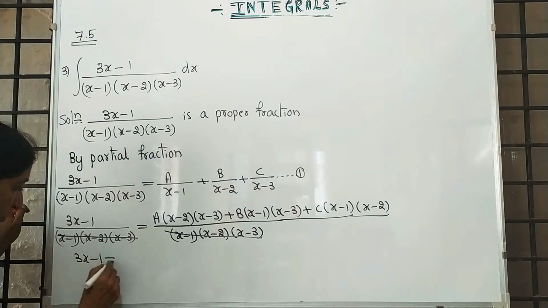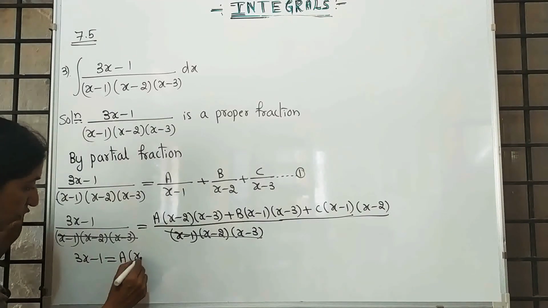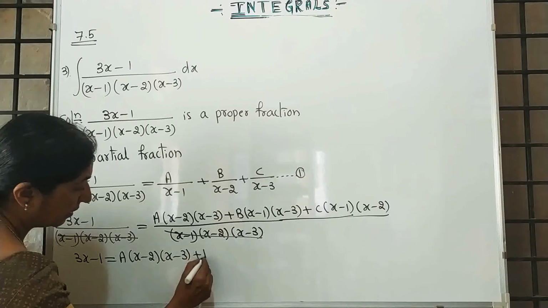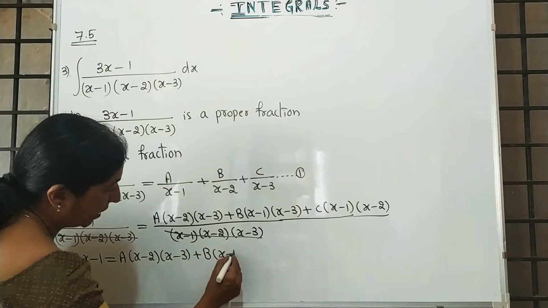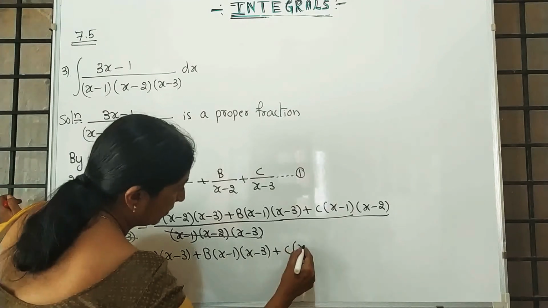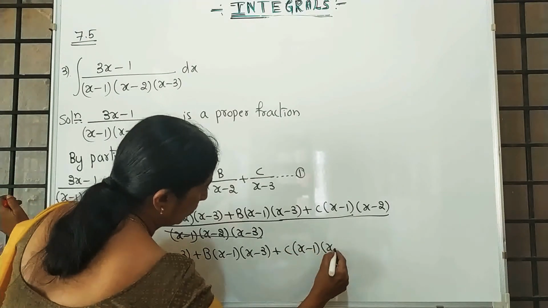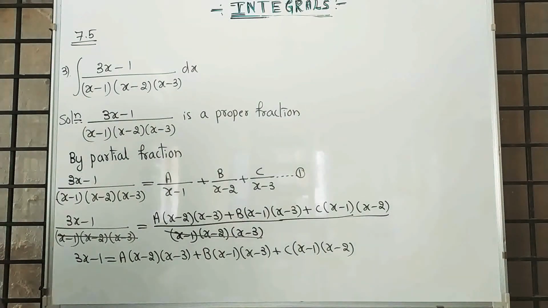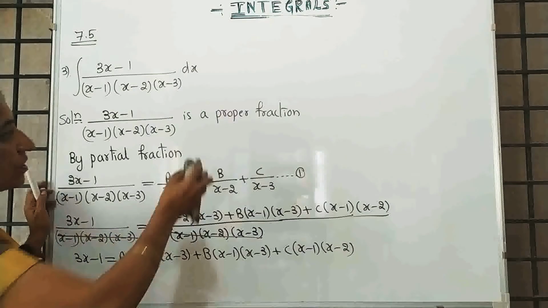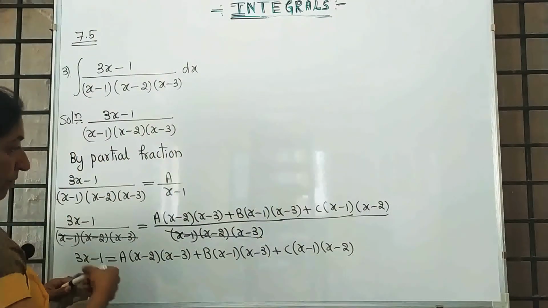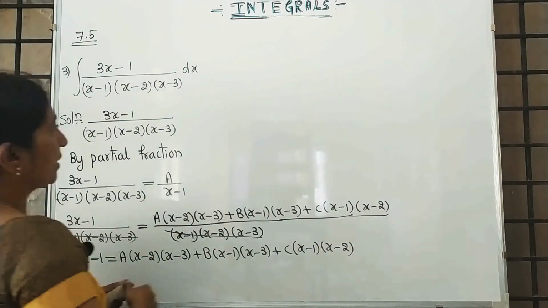3x minus 1 is equal to A into (x minus 2)(x minus 3) plus B into (x minus 1)(x minus 3) plus C into (x minus 1)(x minus 2). Select the brackets on the right side one by one. We have 3 different linear terms, so use those linear terms one by one. First I am taking x minus 1.